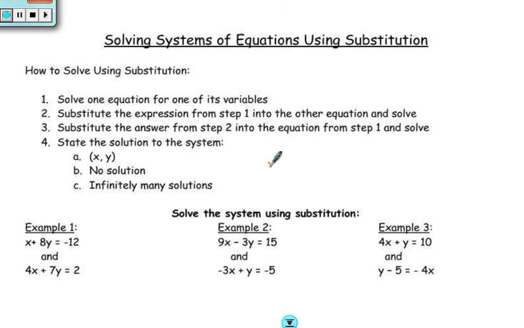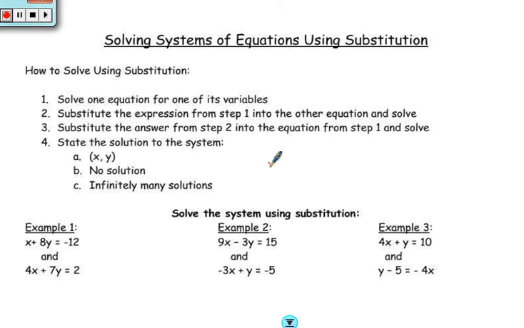Hello, today we are going to review or learn again the substitution method for solving a system of equations. We've already talked about substitution in Unit 2 when we took our two equations and we set them equal to each other. However, this substitution could be a little different.